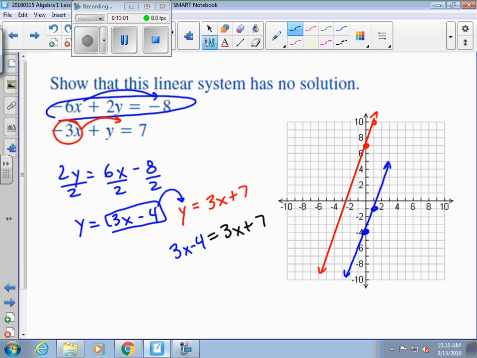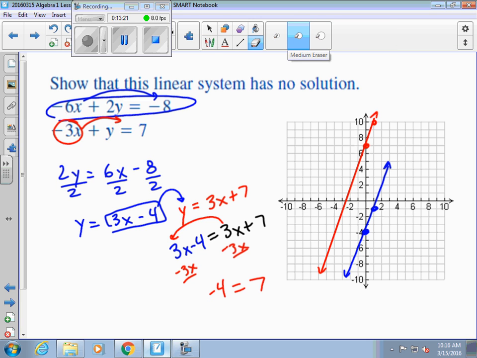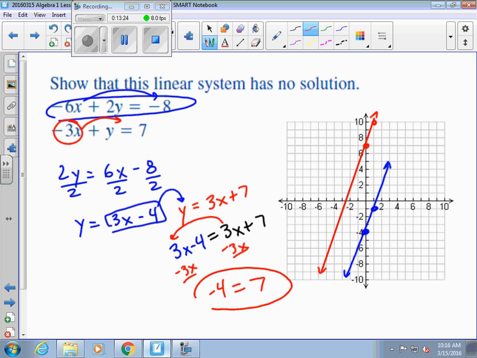So you want to collect your variables on one side. Subtract 3x right here to bring this one over to this side. Minus 3x, minus 3x. 3x minus 3x we know is going to be 0. It's going to eliminate. So what you have is negative 4 is equal to positive 7. So you have a statement right here that you need to check. The variables are eliminated. You have a statement, negative 4 is equal to 7. That is not true. Therefore, there is no solution to this. So that's how you show, using both methods, that there's no solution.